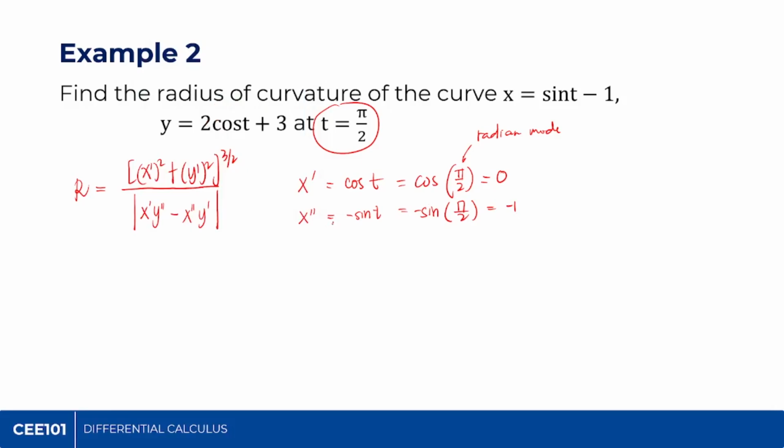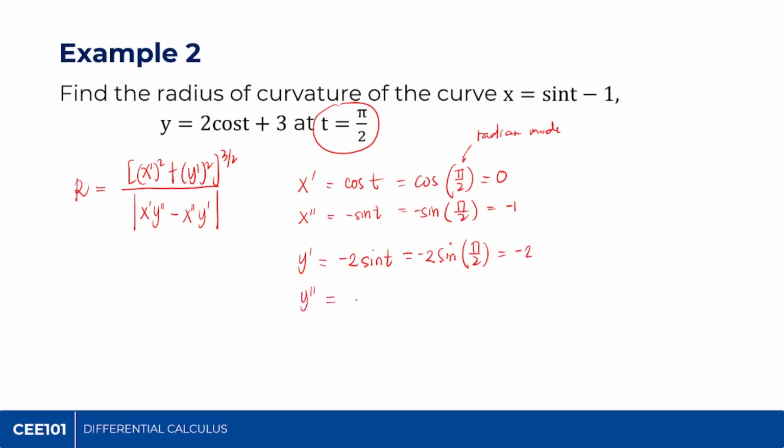Okay, negative 1. Now, let's derive naman yung y prime. What is the derivative of 2 cosine t? That is negative 2 sine t. So y prime would be negative 2 sine t. Tama ba? So you will evaluate when t is equivalent to pi over 2. Okay, obviously the same lang dito. So that would become equal to what? Negative 2.